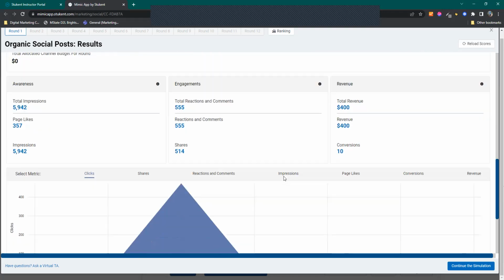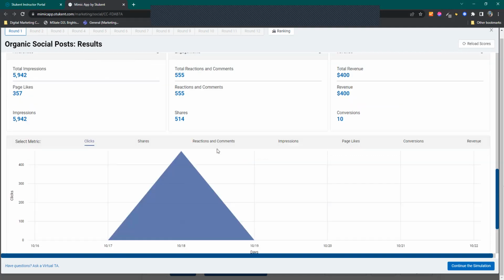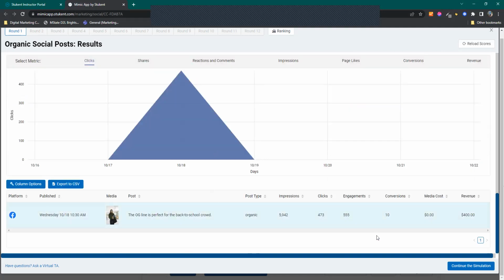Remember to click these various buttons. Then you can let that help tell you what to do for the next round. If it's clear that this one did well, this Facebook post, hey, I didn't spend any dollars. I brought in $400 for this. Then you probably want to do something similar for the next round.